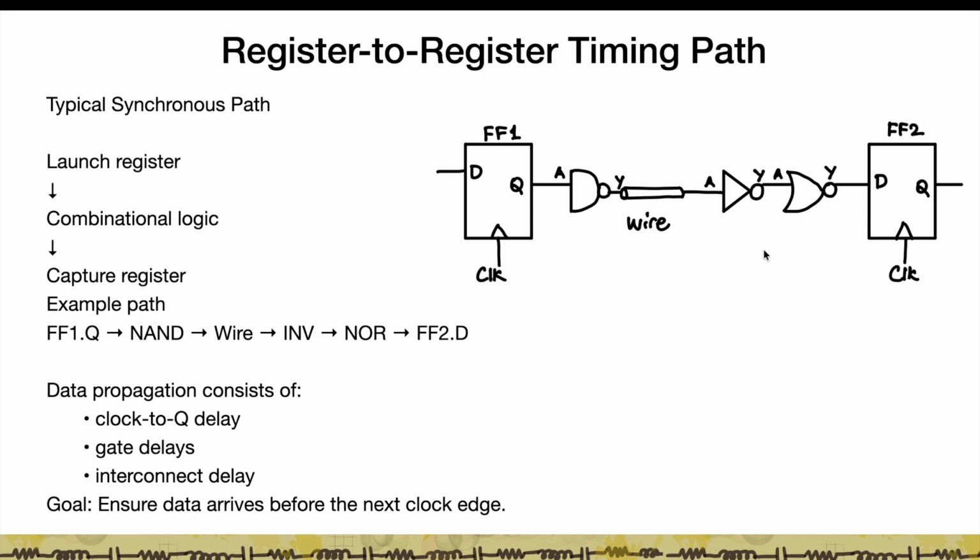Each element in that chain consumes time. The flip-flop has a clock to Q delay before its output even moves. The logic gates each have propagation delays. The wire adds more delay through resistance and capacitance. All of the delay adds up, and the clock has a hard deadline. The entire job of setup timing analysis is making sure that the accumulated delay fits inside the available window, every time on every path across the whole chip.